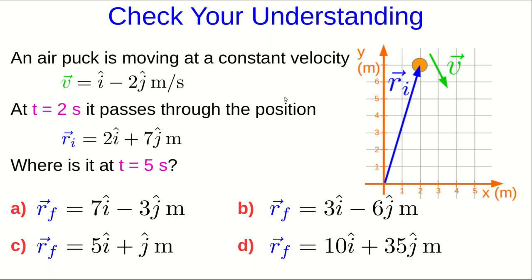Let's check that you understand how to use this. An air puck is like a little toy hovercraft. It hovers above the ground on a cushion of air, and it moves with very, very little friction. And so, to a very good approximation, it moves with constant velocity. So suppose we have an air puck moving with this velocity, and at some time, t equals 2 seconds, it passes through this position. Figure out where it is at t equals 5 seconds.